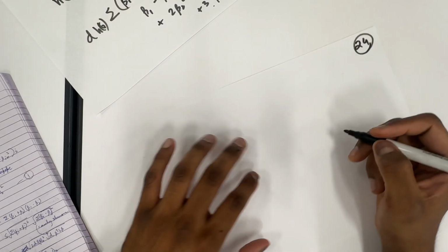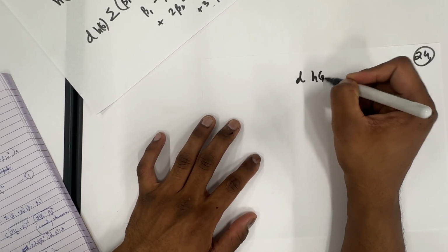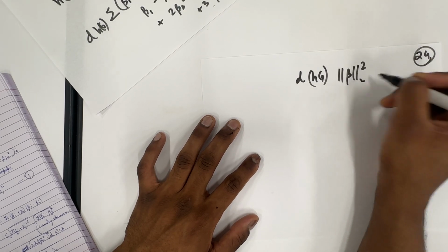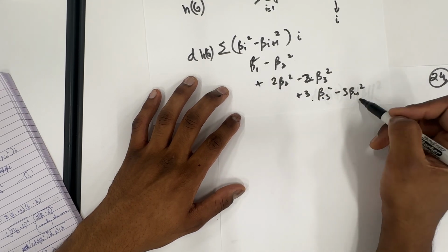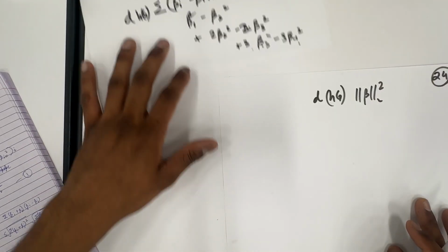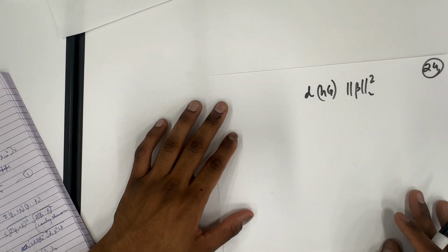This telescoping sum turns out to be just d times hg times the 2-norm of beta squared, because it just becomes beta 1 squared plus beta 2 squared plus beta 3 squared plus beta 4 squared. Because of this telescoping sum, that is what it turns out to be.